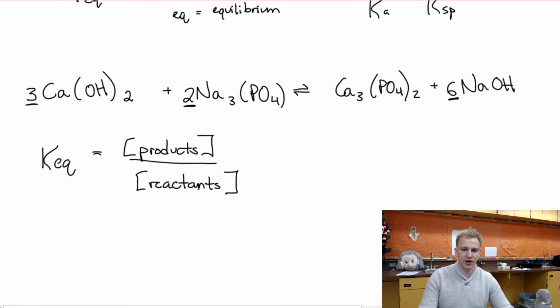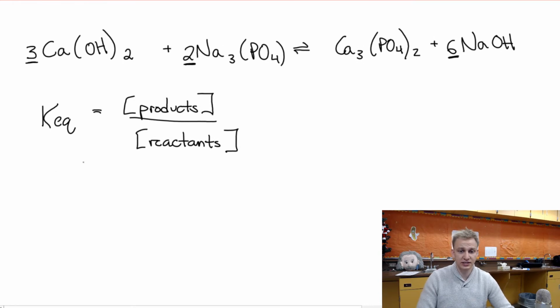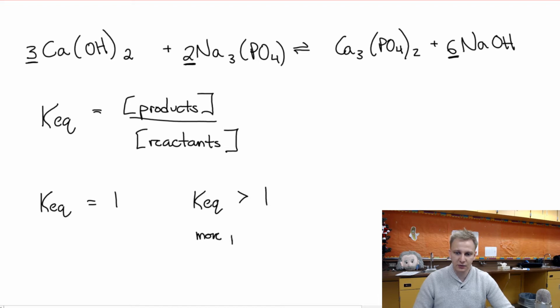And so what we know then is there's a couple different things that we can derive from this. If the KEQ is equal to 1, we know that we have an equal amount of products and reactants. If KEQ is greater than 1, we know that we have more products. And if we compare that to the fraction here, if the products number is bigger than the reactants number, we're going to have a fraction greater than 1. So in other words, if the KEQ is bigger than 1, we'll have more products. If the KEQ is smaller than 1, then we know that we will have a reaction with more reactants.